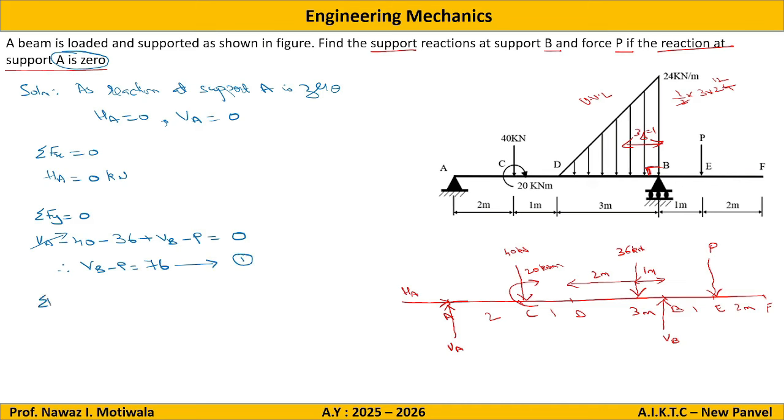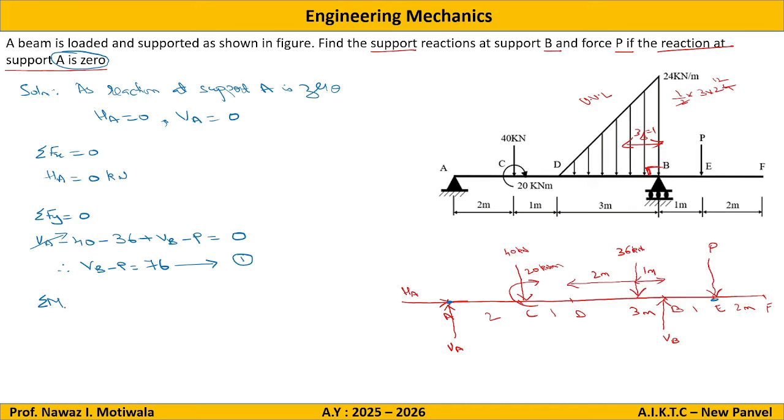Then summation of moment. We can take moment about any point, but if we choose it smartly, we will get the answer very fast. So if I choose point A, there is no meaning because HA and VA are already 0. So in this case, I will choose either point B or point E for moment. You can choose any of the points, but for this case, we can go for either B or E. So I am going for E this time.